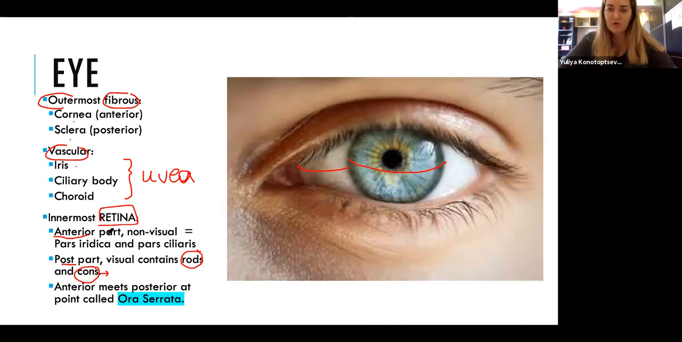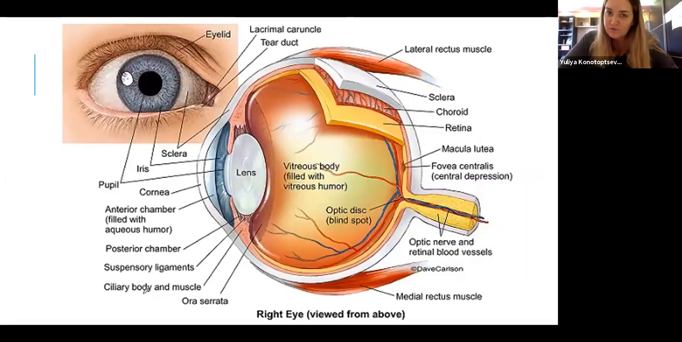The anterior part of the retina is definitely non-visual. So does it contain rods and cones? No. The pars iridica, that's iris, and pars ciliaris, that's ciliary body, do not contain rods and cones, hence it is the non-visual part. The area where the anterior and posterior parts meet up is known as the ora serrata. Of course, it means absolutely nothing to you.